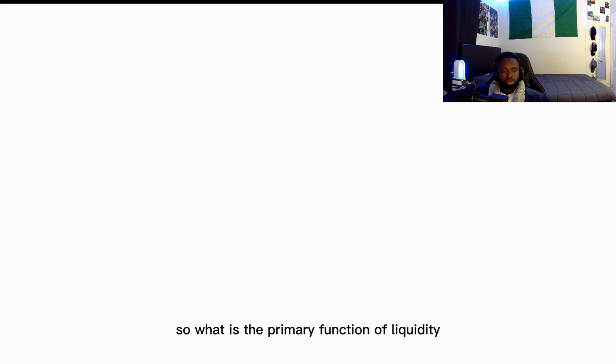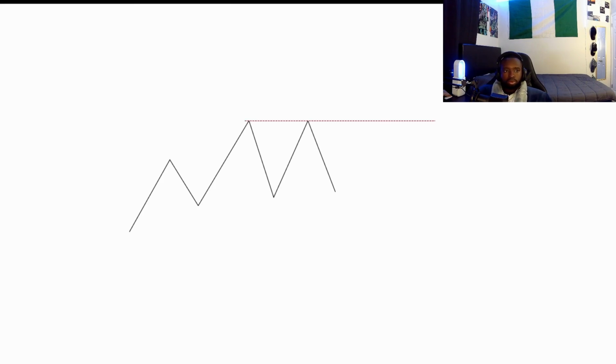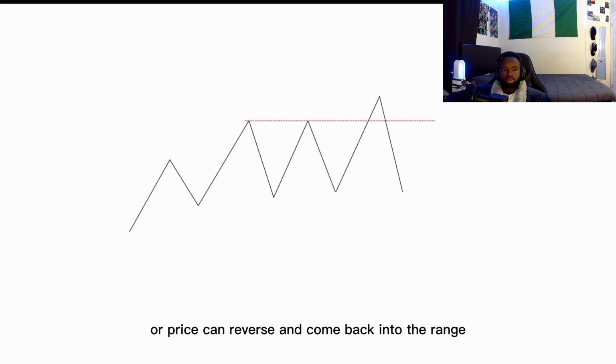So what is the primary function of liquidity? We know that liquidity will attract price. In due time, this level will be absorbed. But what happens next? Price can always continue above and completely continue with the trend, or price can reverse and come back into the range. And what does that reverse indicate? That indicates a trap, a stop hunt.